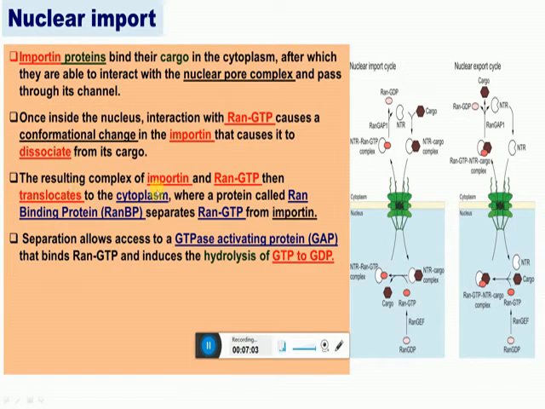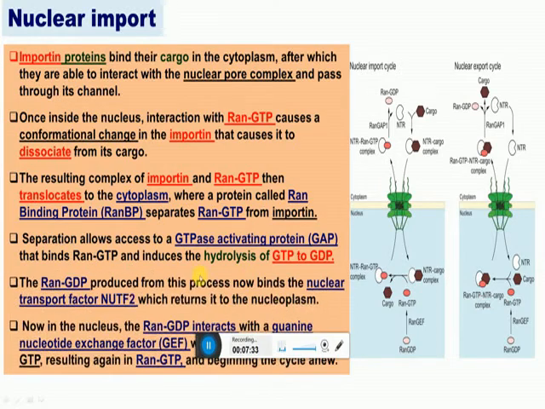The resulting complex of importin and RAN GTP then translocates to the cytoplasm, where a protein called RAN binding protein, RanBP, separates RAN GTP from importin inside the cytoplasm. Separation allows access of GTPase activating protein that binds RAN GTP and induces hydrolysis of GTP to GDP.